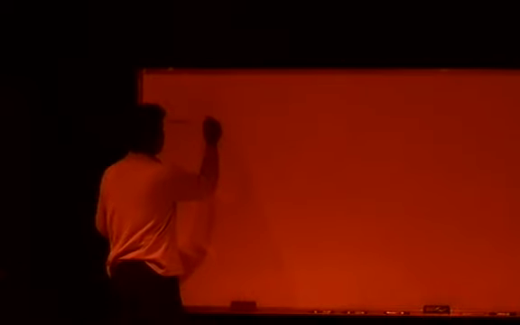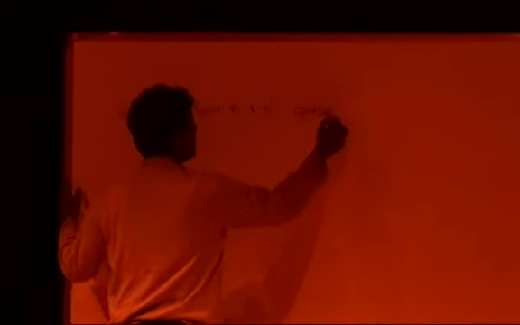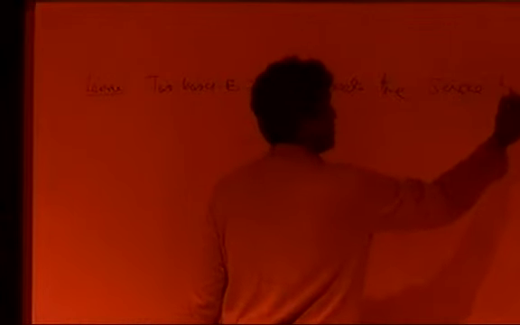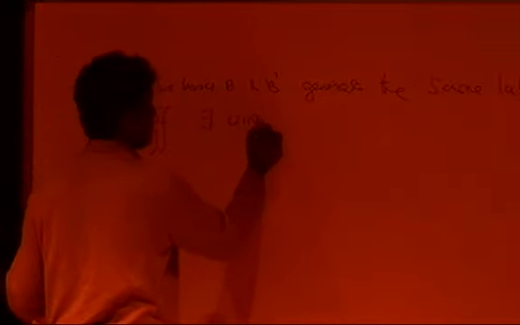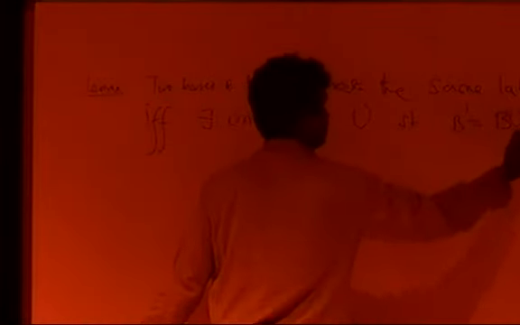Okay, all right. So what do we want to prove? Lemma: two bases B and B prime generate the same lattice if and only if there exists a unimodular U such that B prime equals B times U.